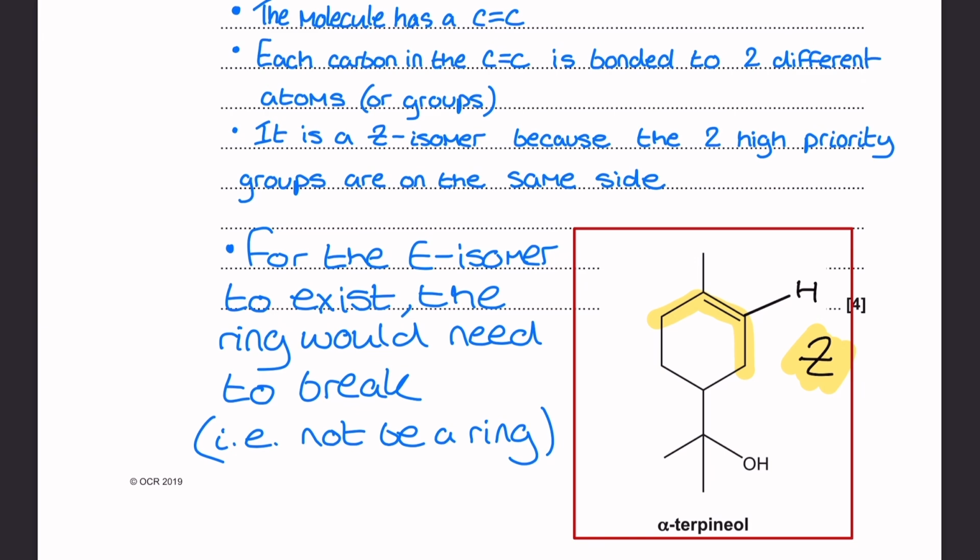For the E isomer to exist, what we'd need to do is, instead of having this shape just here, you would actually need to have that kind of a shape, and that would require breaking the ring in order to achieve that.